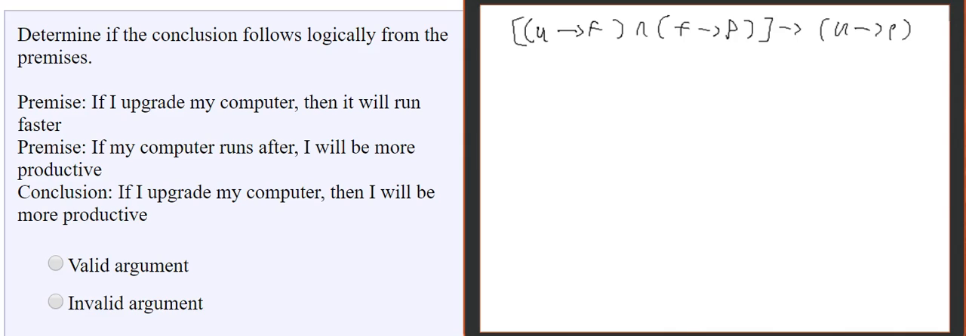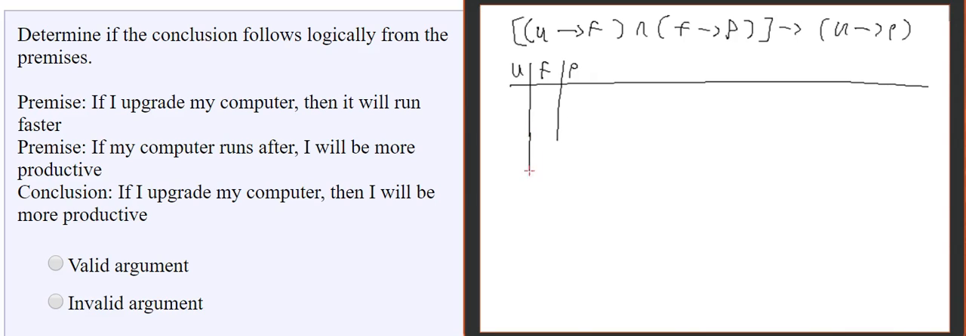In our truth table, we're going to need three variables, U, F, and P. So we're going to have to consider cases for all three of these variables. This is going to be a very large truth table, because instead of the standard 4 cases, we're actually going to have 8 cases to consider.